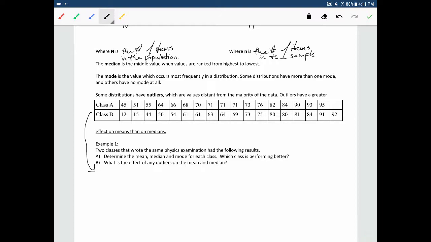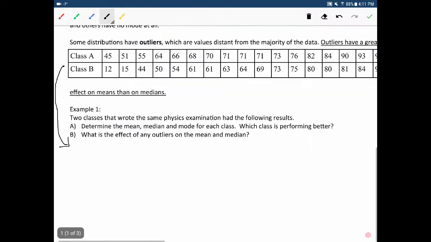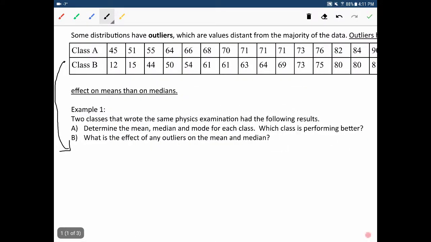Two classes that wrote the same physics exam had the following results. We're going to determine the mean, median, and mode for each class. We're going to start with the mode and the median, because they're way easier. So let's go with the mode. The mode is the one that occurs the most, and if we go through, we have 71 more than anything else.